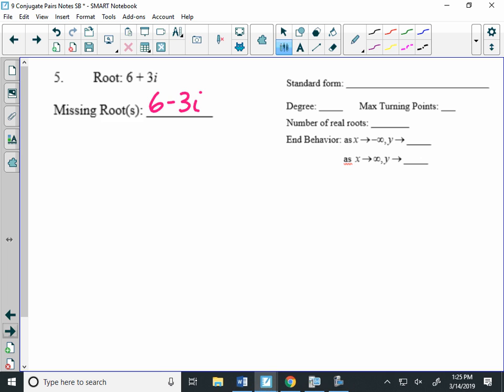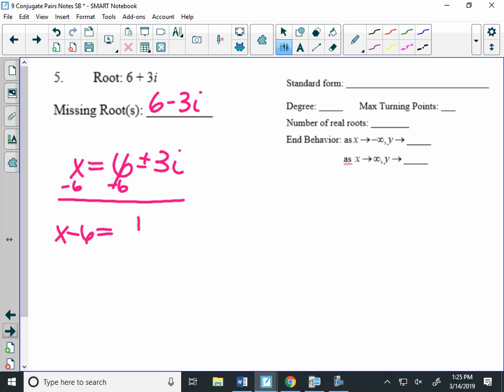So when I set this up, I start the same way. I set it equal to x. I'll say I know I have a root at 6 plus or minus 3i. And I'm going to go through a really similar process, except I can't square things yet. I need to move the number that's in front of the plus or minus before I square. So I'm going to subtract 6 from both sides. And I'll get x minus 6 equals plus or minus 3i.